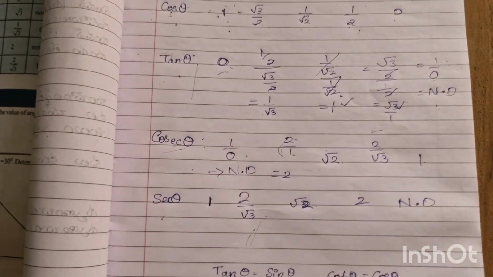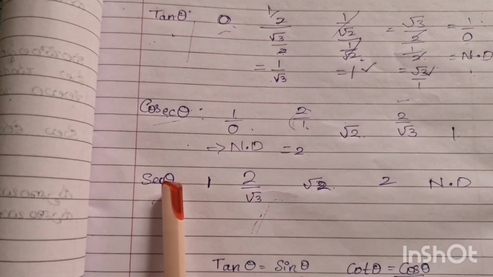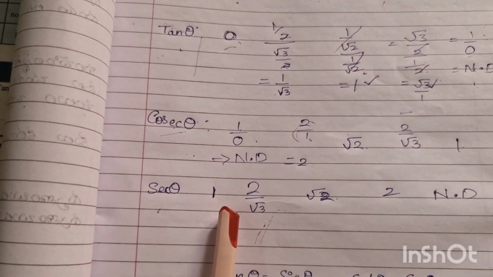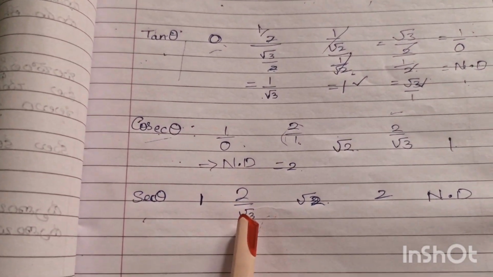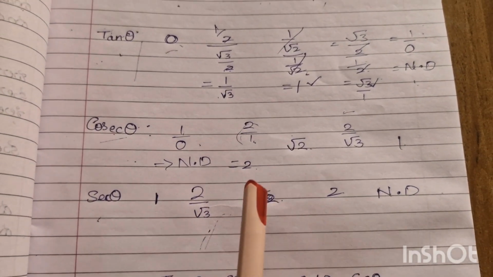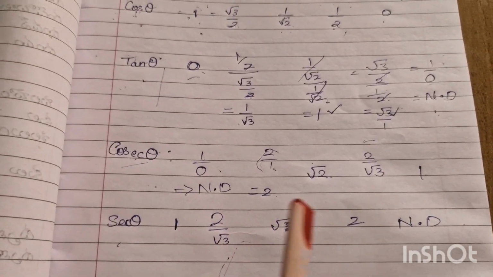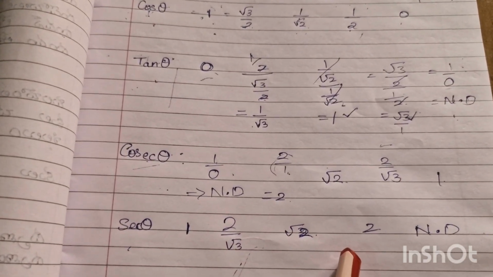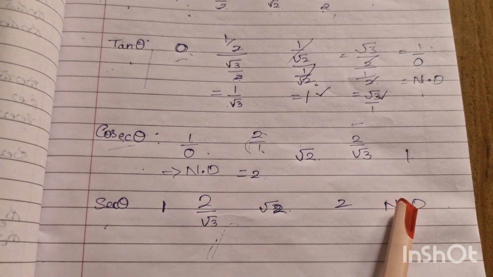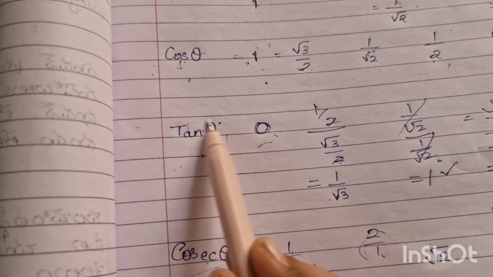Yeah, so the value of secant 0 is 1, the value of secant 30 is 2 by root 3, the value of secant 45 is root 2, the value of secant 60 is 2, and the value of secant 90 is not defined. So here lastly, tan theta.